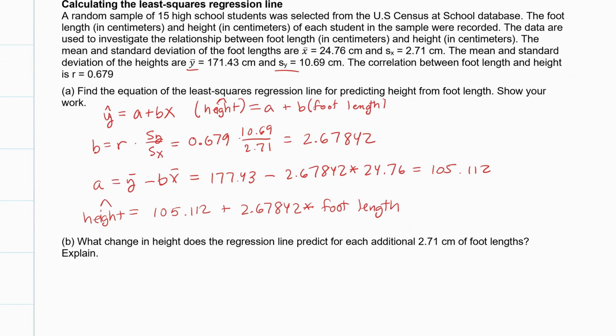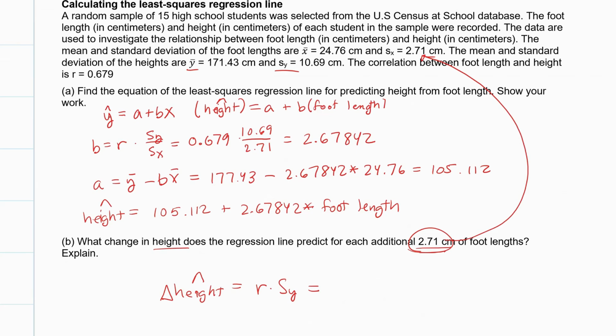For every increase of 2.71, how much do we think the height is going to change? Well, 2.71 happens to be the standard deviation of X. So we think that the change in predicted height, since I've changed one standard deviation in the X direction, is going to be R times the standard deviation of Y.